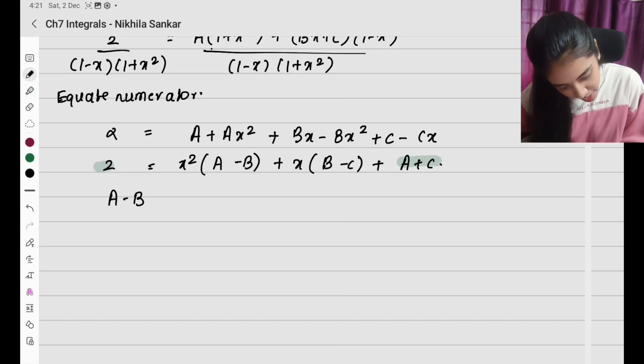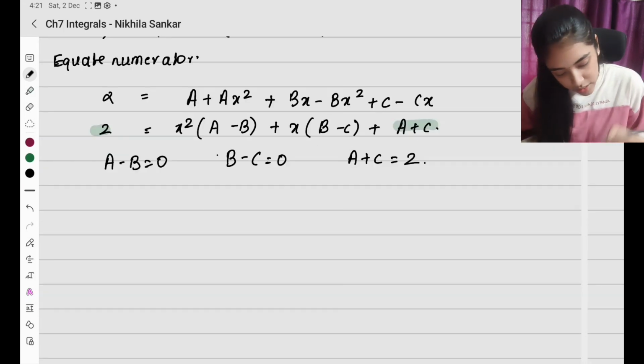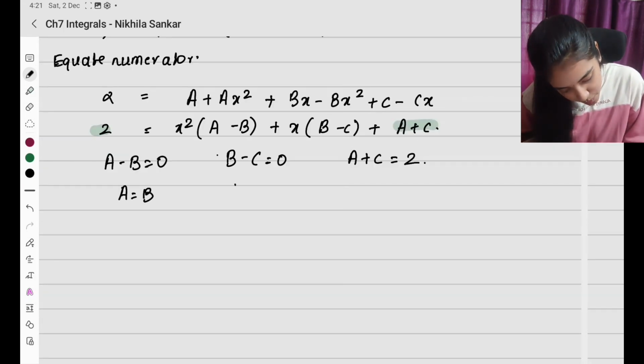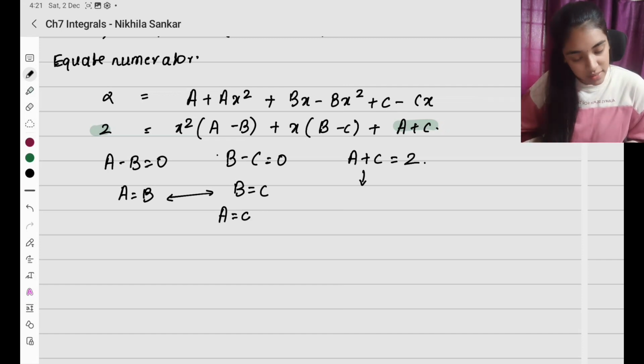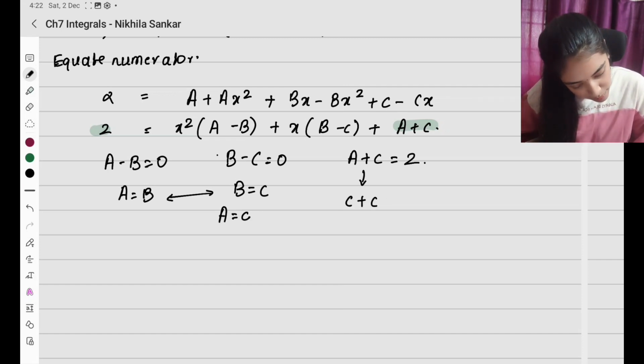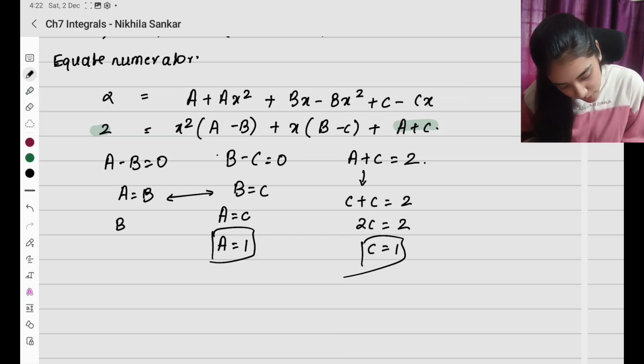A minus b equals 0. B minus c equals 0. A plus c equals 2. What do I have from here? A equals b. B equals c. In that I know a equals c. Correct? So since these two are equal, I know that a equals c. So basically c plus c equals 2. 2c equals 2. C equals 1, and a also equals 1. Since a equals 1, b equals 1.